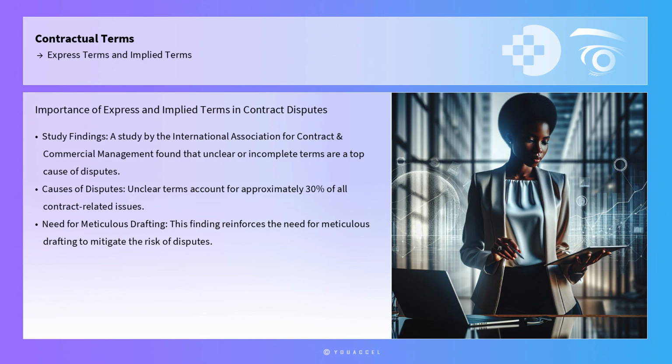Statistics further underscore the significance of express and implied terms in contract disputes. A study by the International Association for Contract and Commercial Management found that unclear or incomplete terms are among the top causes of contractual disputes, accounting for approximately 30% of all contract-related issues. This finding reinforces the need for meticulous drafting and a thorough understanding of both express and implied terms to mitigate the risk of disputes and enhance contractual certainty.